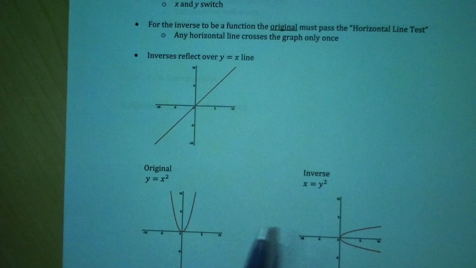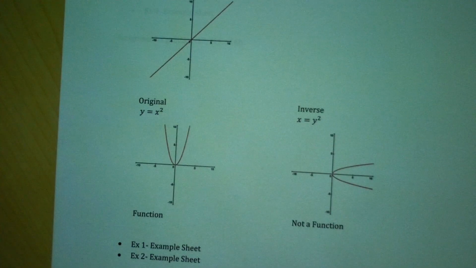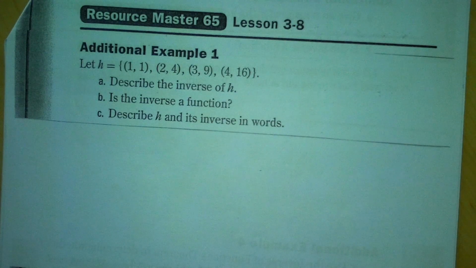Okay, so let's take a look at some in our example packet then. So we'll look at the first two, and then we'll write some notation stuff with the inverses. So for our first one here, it says let H be the set (1, 1), (2, 4), (3, 9), (4, 16), and then it wants us to start by describing the inverse of that.